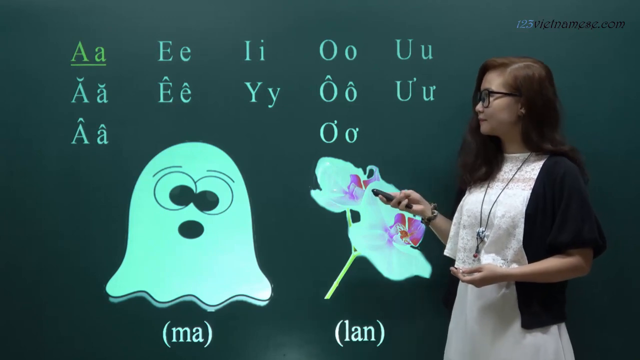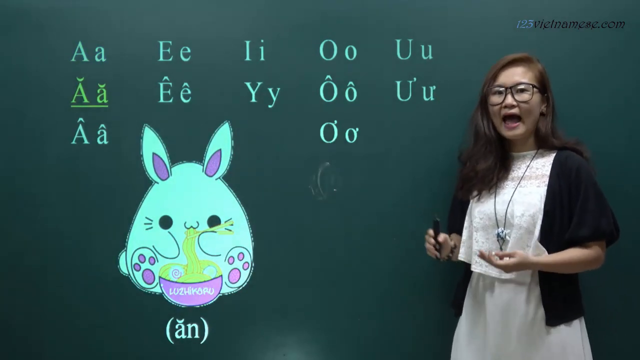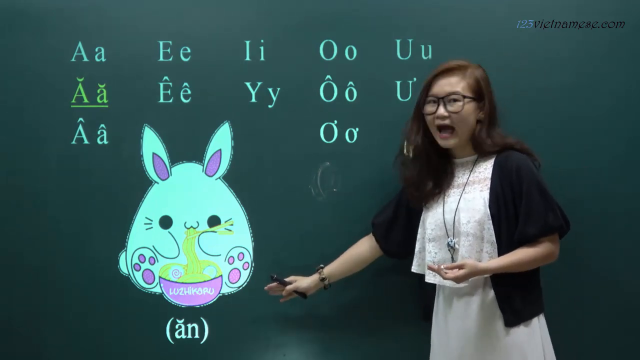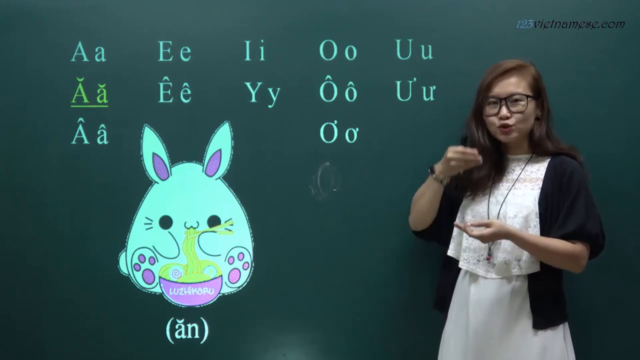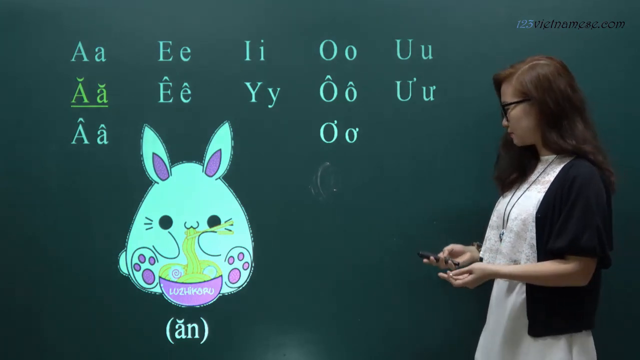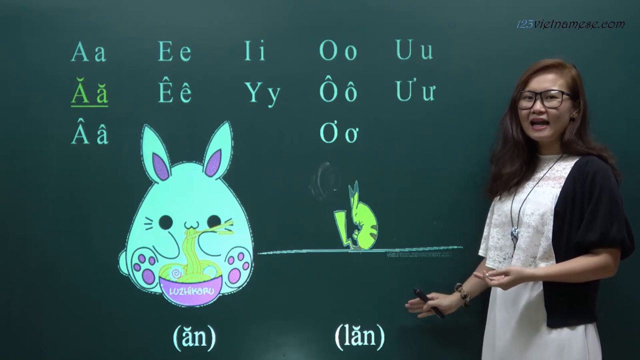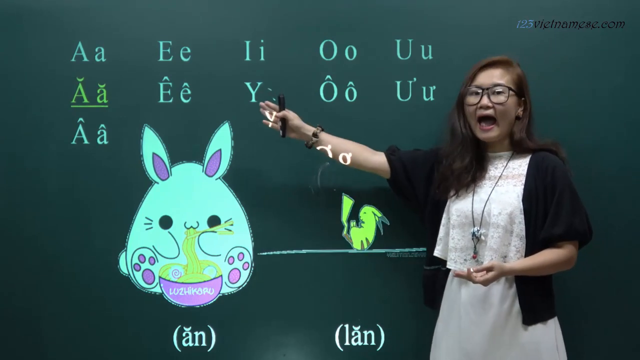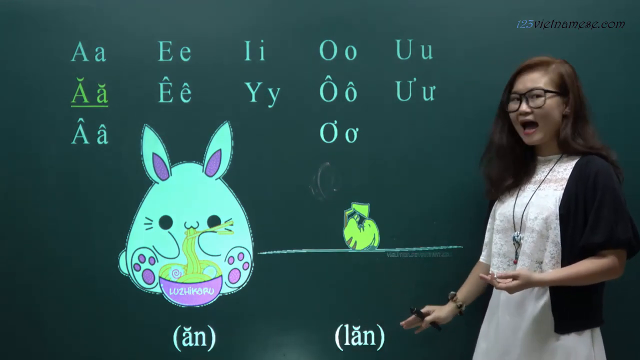Next, á. As in ăn. Ăn means to eat. Another example is lăn. Lăn means to roll. Again, á, ăn, and lăn.